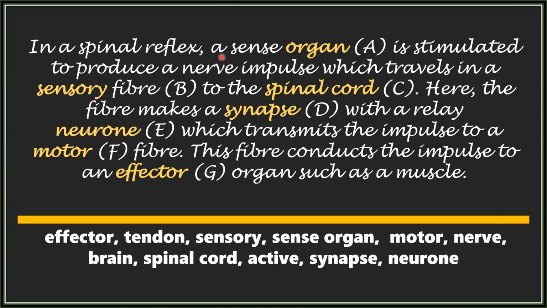In the spinal reflex, a sense organ is stimulated to produce a nerve impulse, which travels in the sensory fiber to the spinal cord. Here, the fiber makes a synapse with a relay neuron, which transmits the impulse to the motor fiber. This fiber conducts the impulse to the effector organ such as a muscle.